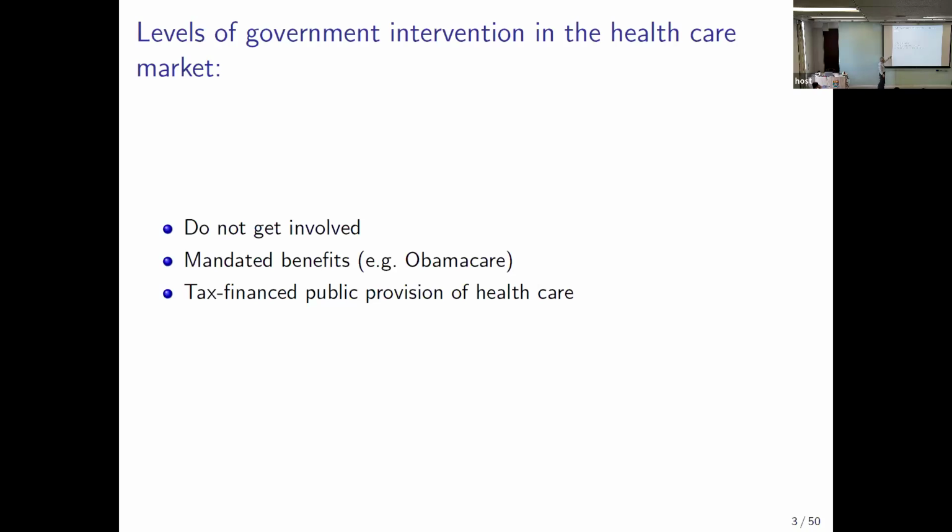Okay. So the first paper I will discuss is a very reduced form one. Later we'll be talking about structural models, but before we talk about the value of structural models, you will see what people were doing before estimating structural models. This is a paper in the American Economic Review. I already mentioned three options for the government: not getting involved in the health insurance market, getting involved by mandated benefits, or by means of tax-financed public provision of healthcare.